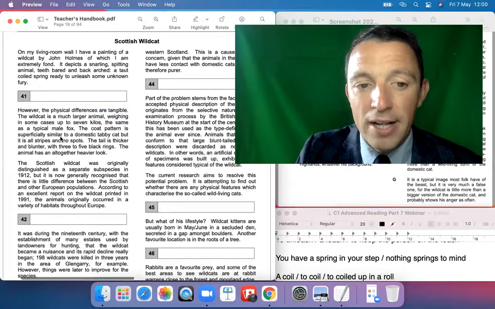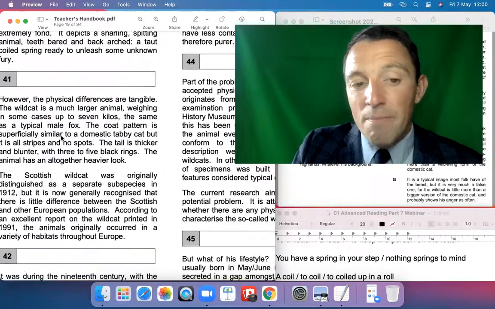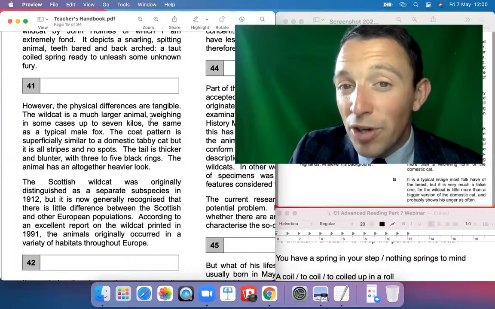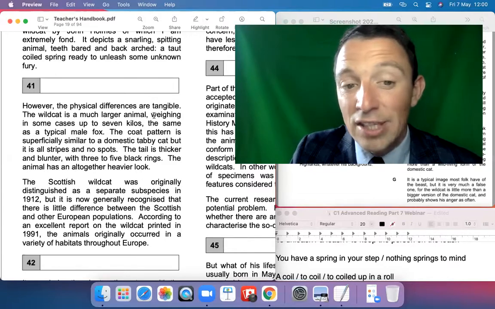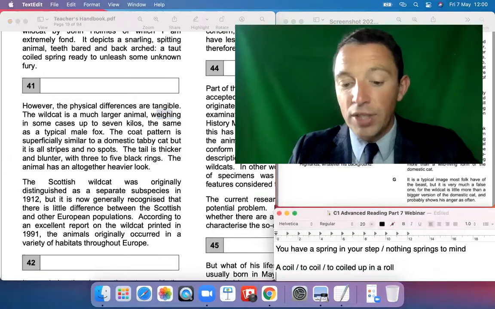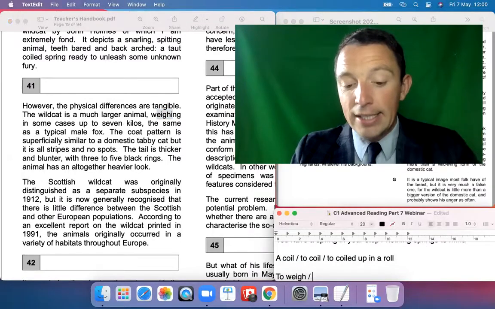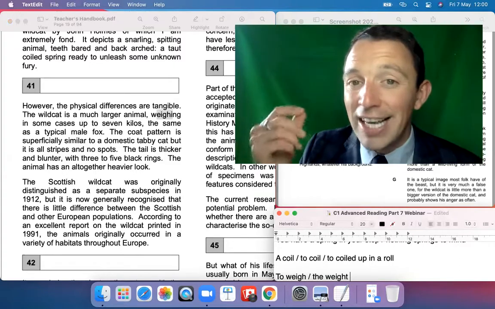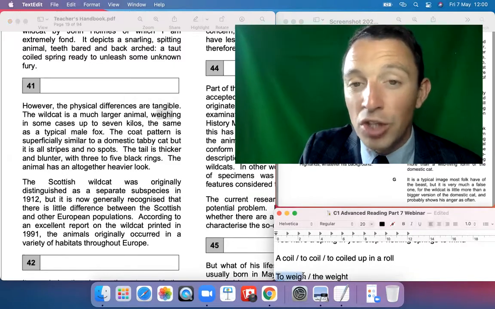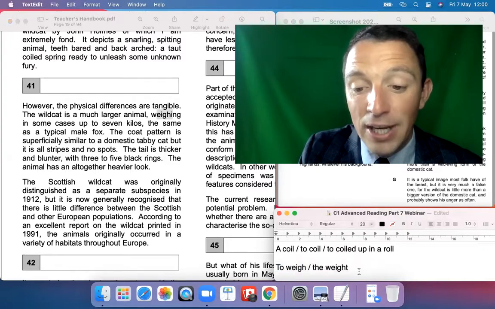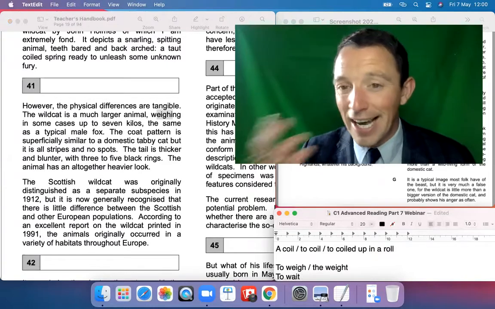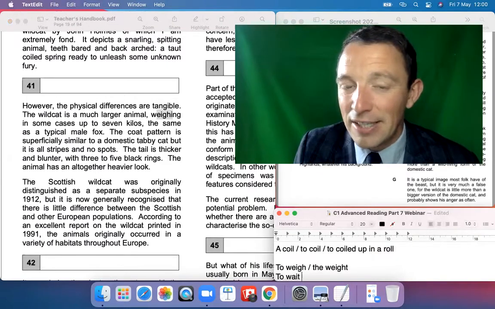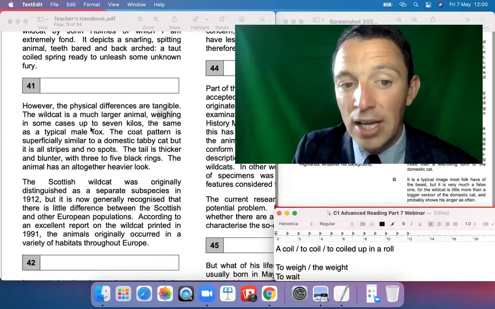Okay, so in the next paragraph, I think most things are maybe similar or understandable. The first paragraph was very difficult, but I think this paragraph is not as difficult. And this verb is very, very important, to weigh. The pronunciation is to weigh, and the substantive is the weight. So the difference really is the T. The verb is to weigh with no T, and the noun is the weight with the T. So it's really, really important. It's the same pronunciation as to wait, exactly the same, but completely different significances. Okay, so here it's weighing in some cases up to 7 kilos, the same as a typical male fox.